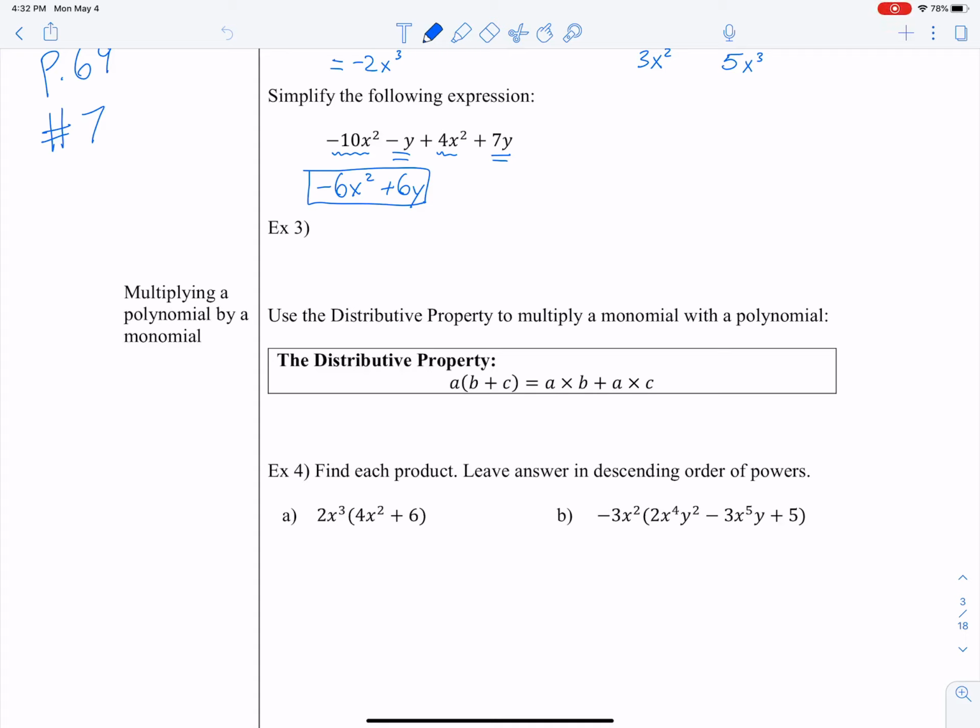So this is 2.1 part 2. So the next thing we're going to be looking at is multiplying a monomial with a polynomial.